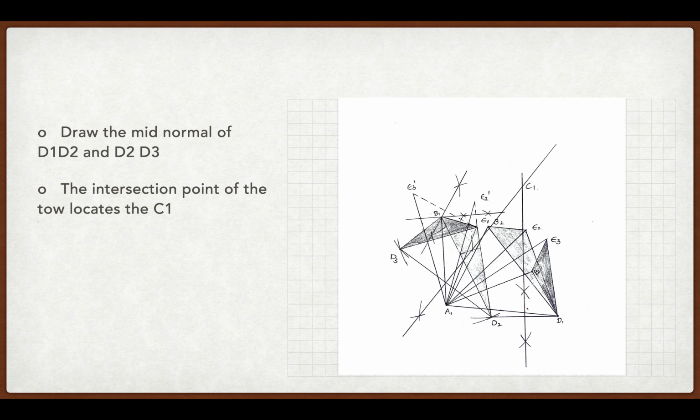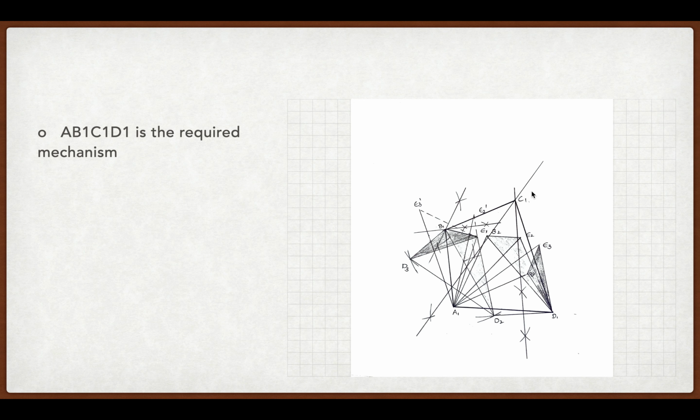Now that we have found the points D1, D2 and D3, we are required to draw the mid-normals of D1D2 and D2D3. As I have mentioned earlier, mid-normal is nothing but the perpendicular bisector of the line joining the 2 points. Upon drawing the mid-normals of D1D2 and D2D3, we find that they intersect at a point. We name this point as C1. Now we join the point C1 to B1 and D1. In the figure, we have highlighted the part A1, B1, C1, D1, which is the required mechanism for us.